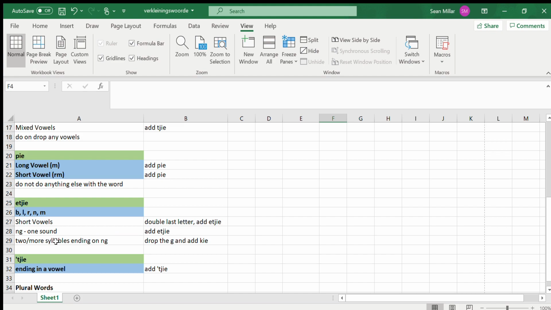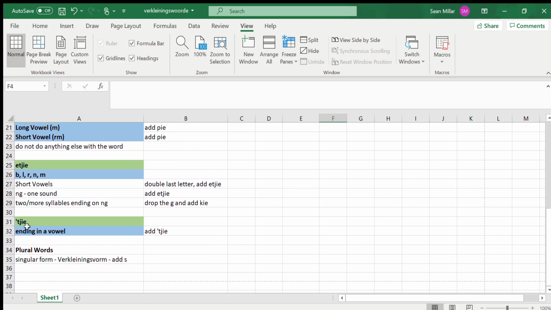Then if you have two or more syllables ending on an NG, such as koning, which means king, you drop the G and you add a KIE. So koning doesn't become koningetjie like this rule implies, because this rule is only for short vowels. It becomes koninkie. Take away the G and add the KIE.